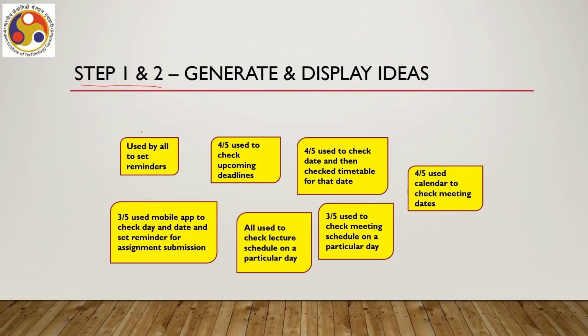So, essentially 1, 2, 3, 4, 5, 6, 7 ideas. As an example, we are showing 7 ideas generated: used by all to set reminders; 4 out of 5 used to check upcoming deadlines; 4 out of 5 used to check date and then check timetable for that device; 4 out of 5 used calendar to check meeting dates; 3 out of 5 used to check meeting schedule on a particular day.